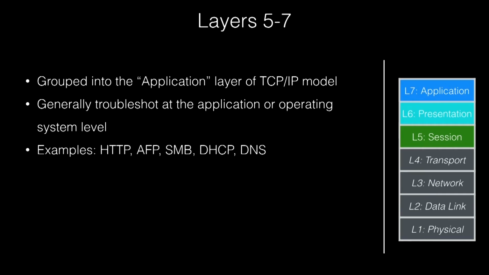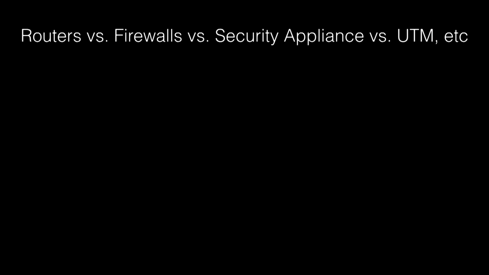Examples of this, like we talked about before, are web services, file sharing, DHCP, DNS. These are just services that are set up to do this communication. All right, so now we talk more about manufacturer nomenclature. These terms get thrown around a lot, and I wanted to talk about what each one means.